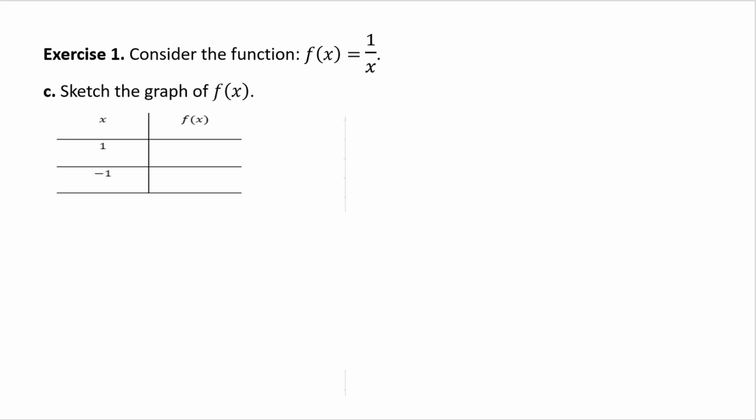And so part C, sketch the graph of f of x. We've already evaluated those points, but let's go ahead and do it again anyway. At x equals 1, the function is 1, plot that. And at x equals negative 1, the function is negative 1. If we were to connect the pieces from part A and part B, we'll get the graph of the reciprocal function.